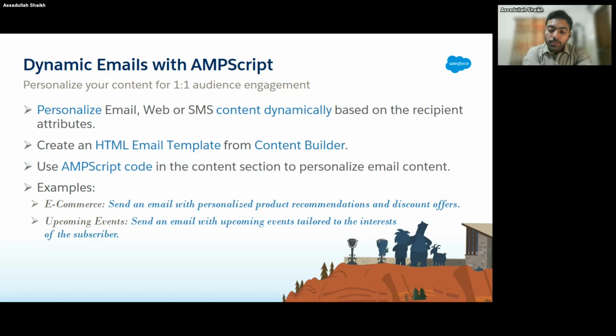That is the primary use case of AMPscript. We use it to personalize content dynamically according to the recipient's attributes. It is assumed that we have some data, because we need data to start the marketing. For example, we have customer data, and we also have their attributes. If it is an e-commerce business, we need the data related to their purchases.